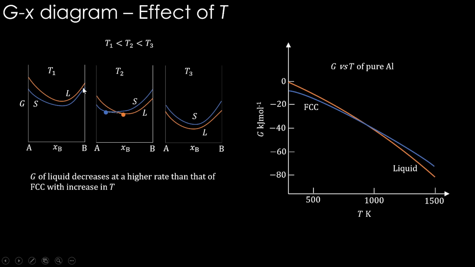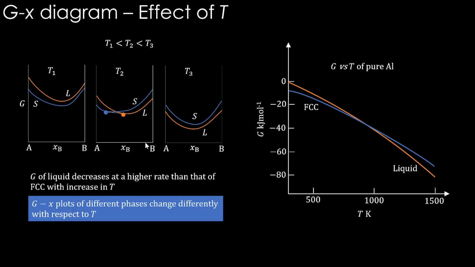This is only the rate at which the curves move, but the shapes also will change. You will see that in this class. So G versus X plots of different phases change differently with respect to temperature. This is one of the reasons we get so many variations in the phase diagrams, because of these differences in the Gibbs energies. So we'll see more about that a little later.